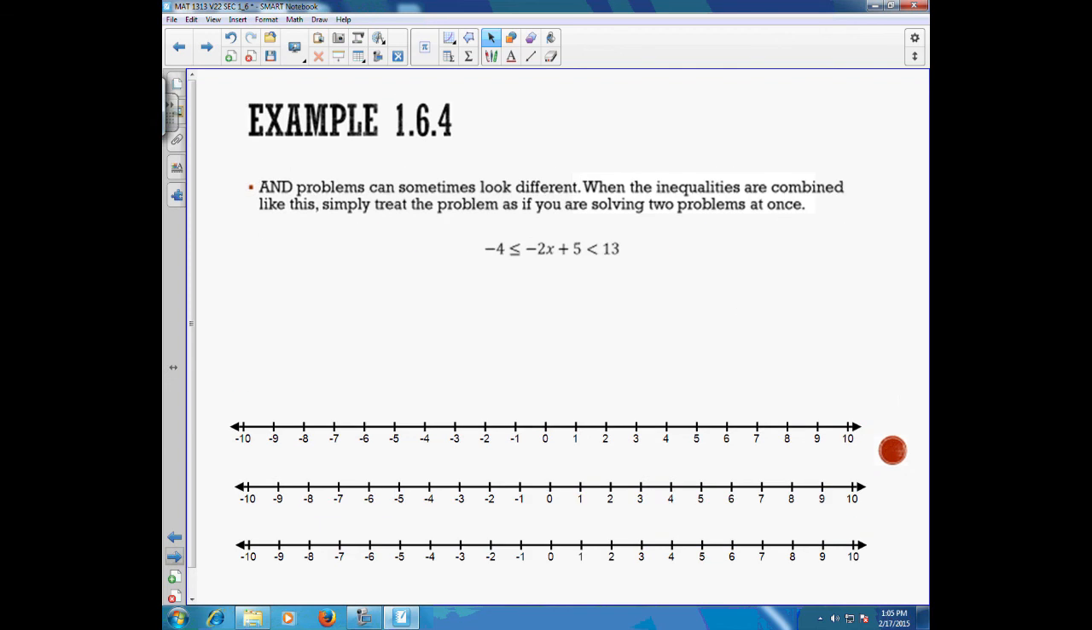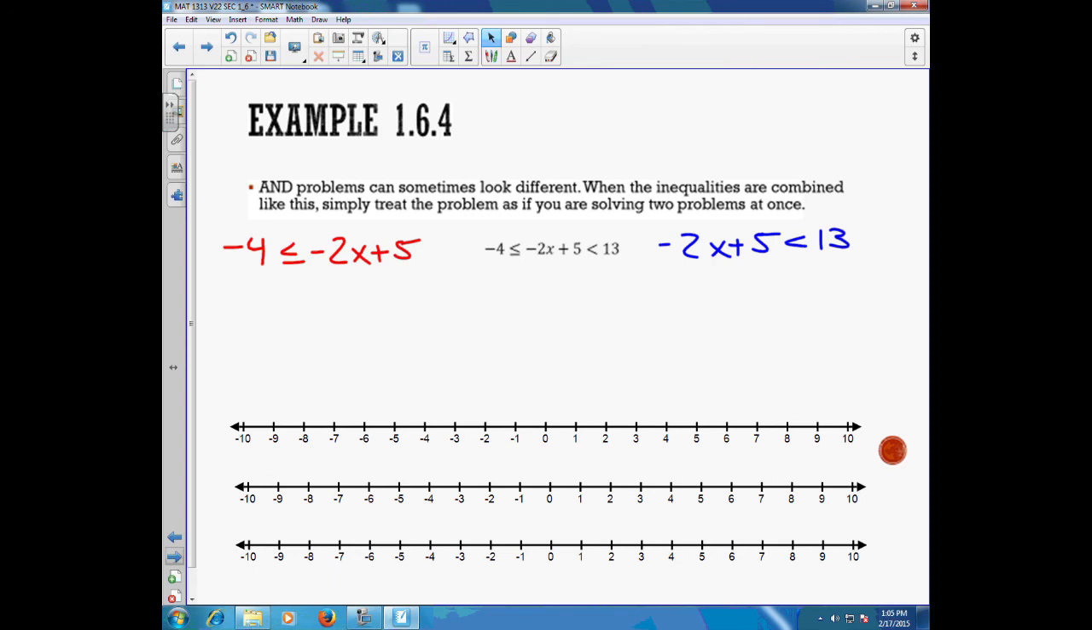Now, not all AND problems will have "and" written on them. Some of them are written slightly differently. This is still a compound inequality, and this is still an AND problem. However, we have two separate inequalities. On the left-hand side, we have -4 less than or equal to -2x plus 5. And on the right-hand side, we have -2x plus 5 is less than 13. We're going to solve these two inequalities and then graph them and do the same thing we just did.